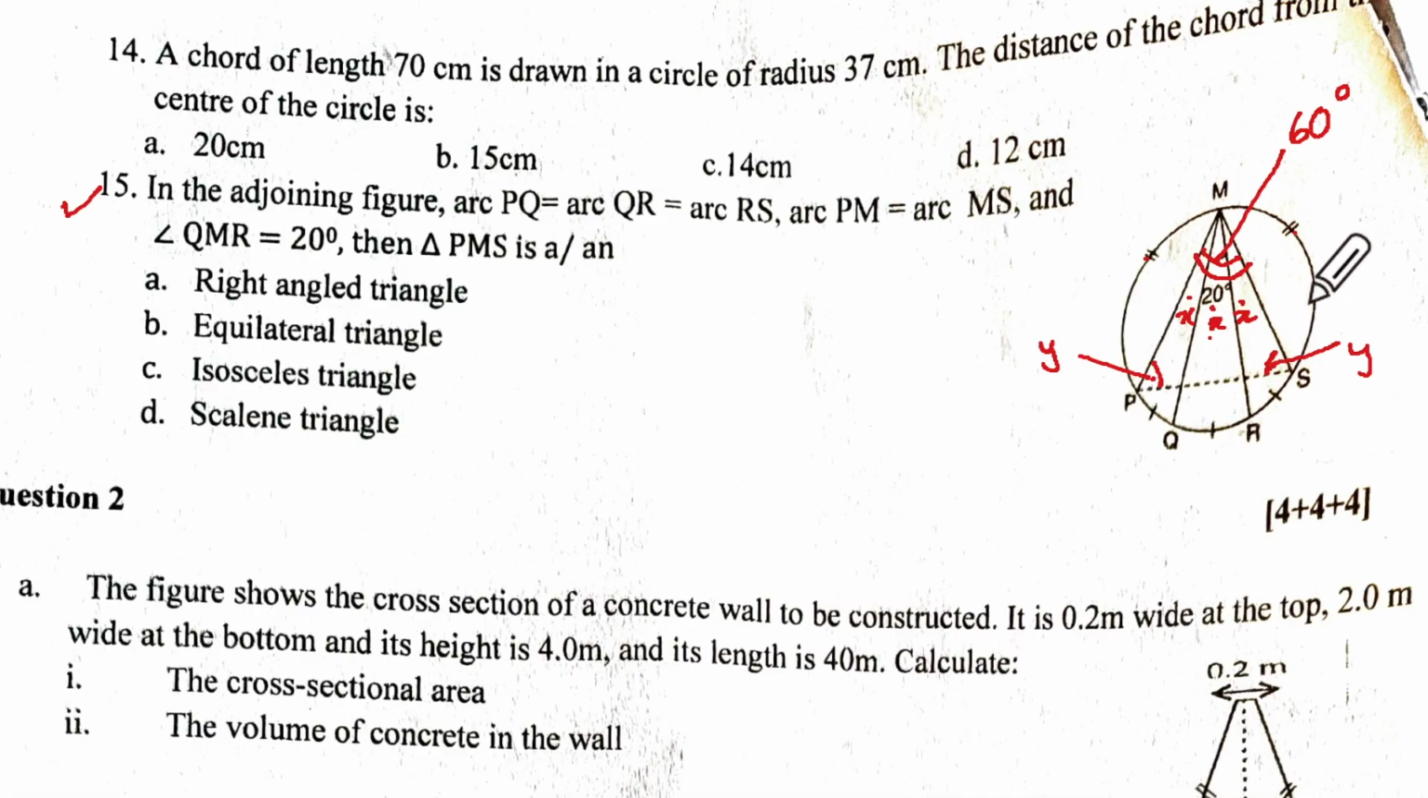Can you see that? So 60 plus 2y is equal to 180. So 2y will be equal to 120 degrees. I'm skipping the steps because mental maths. And y will be equal to 60 degrees, which means it is an equilateral triangle. Equilateral triangle, option B. Did you see that?